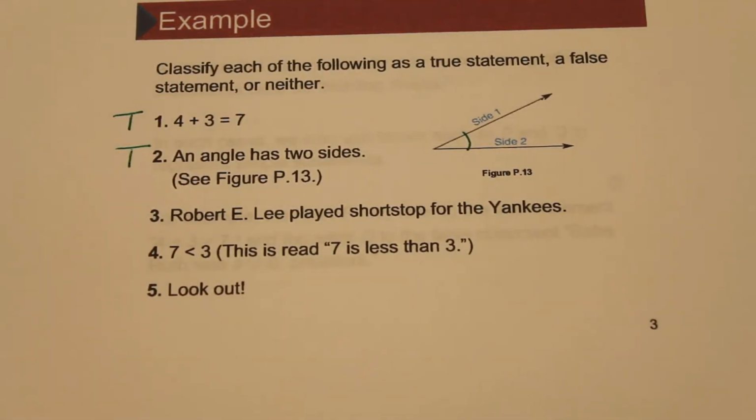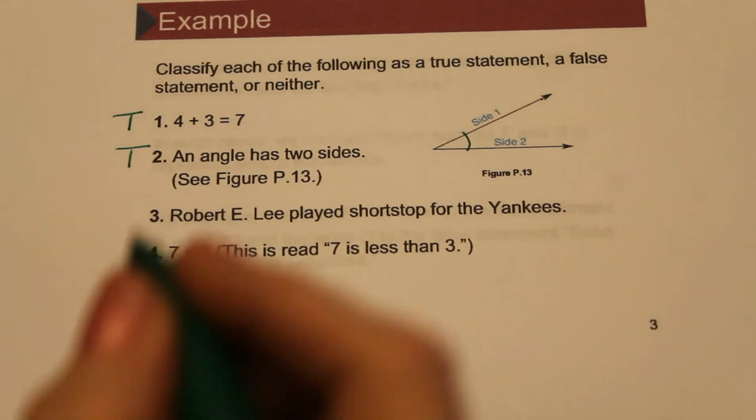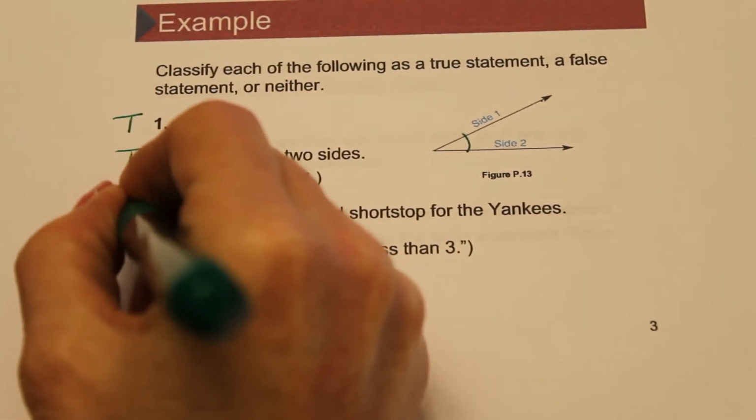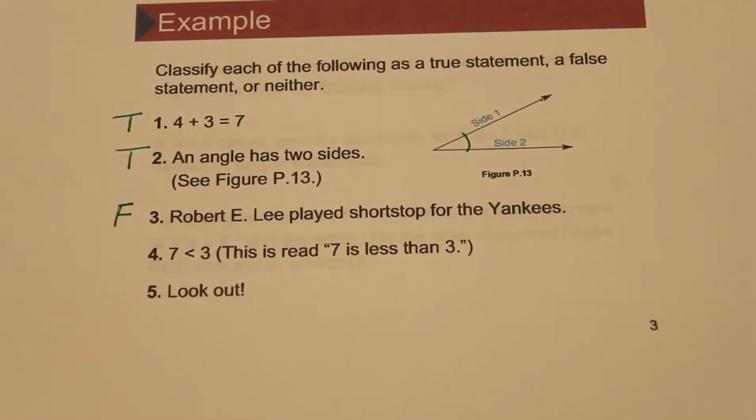Robert E. Lee played shortstop for the Yankees. Well, unless there's a Robert E. Lee that we don't know about, that is not what Robert E. Lee did. We would say false. Robert E. Lee was not a professional baseball player for the Yankees.